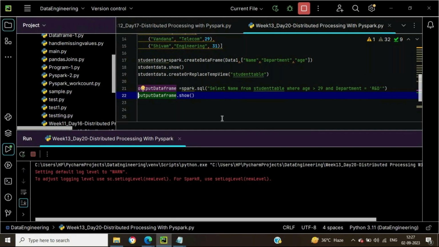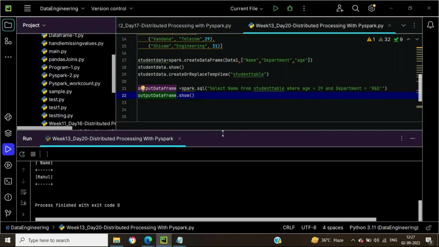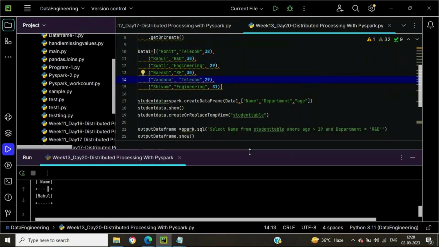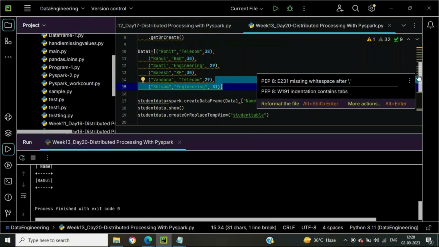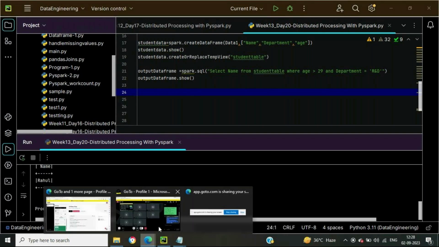The execution has been started. Spark.sql select name from student table where age is greater than 29 and department equal to R&D. So based upon this, what we are able to get, Rahul. Rahul has shared this particular query, and this is the outcome with respect to this query. So how can we do it with Spark data frame?